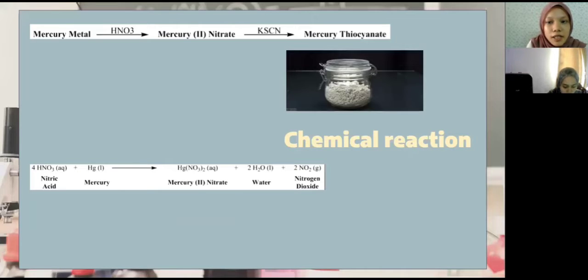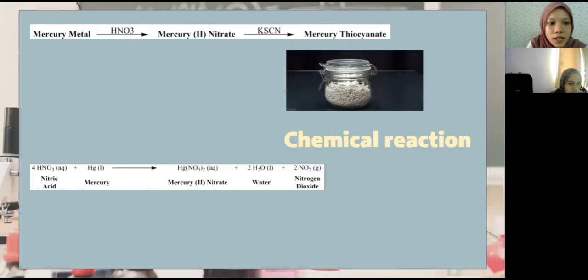So these are the chemical reactions for the complex. The mercury metal reacts with nitric acid to form mercury(II) nitrate, and then mercury(II) nitrate reacts with potassium thiocyanate to form mercury thiocyanate. The picture shows the final product, mercury thiocyanate.